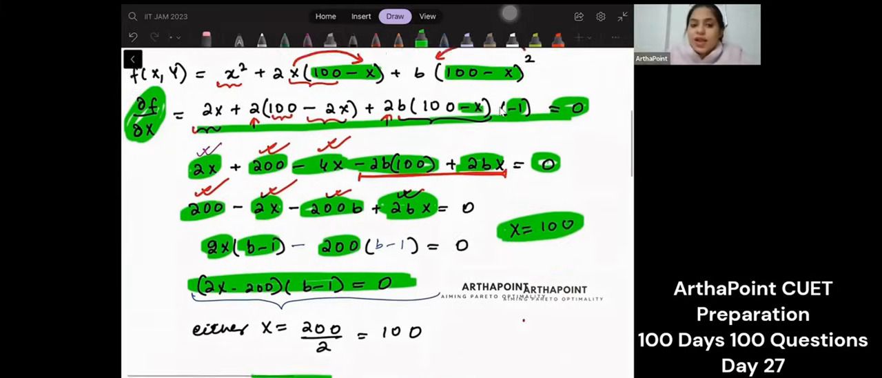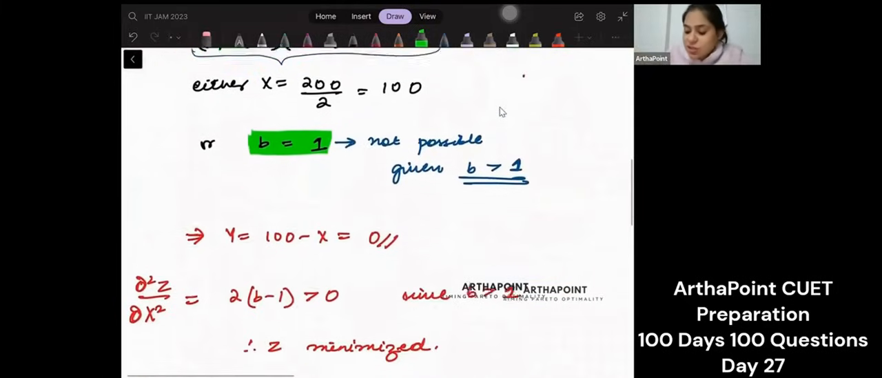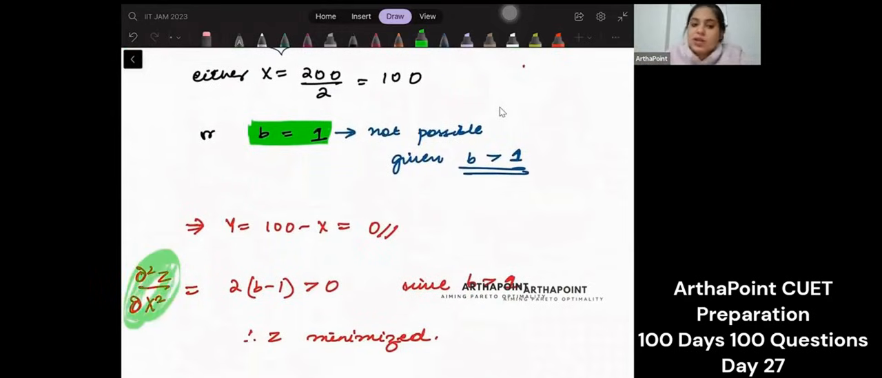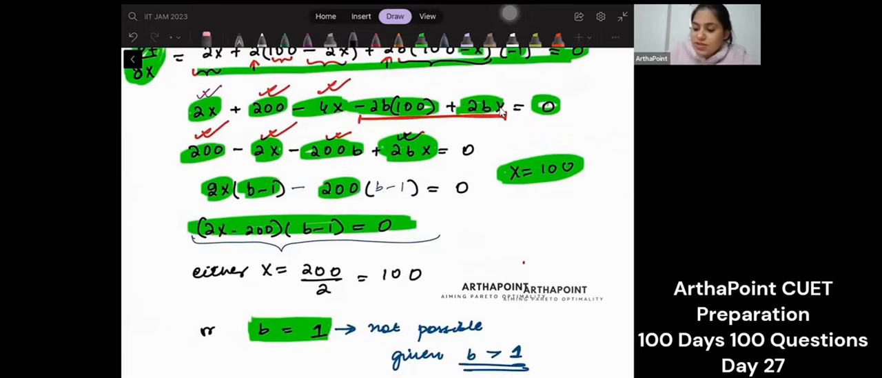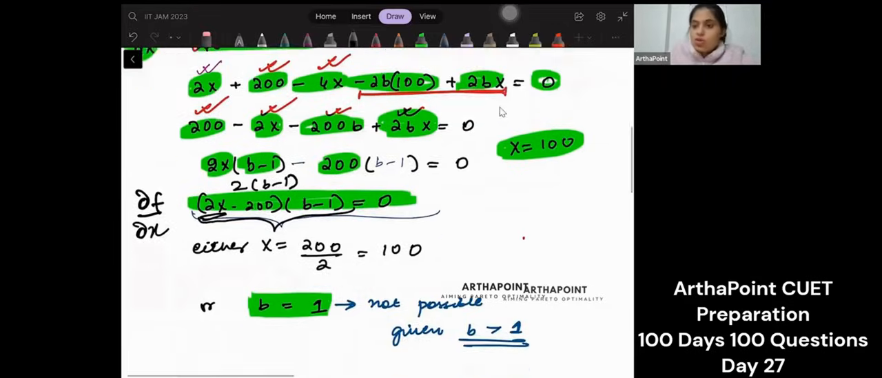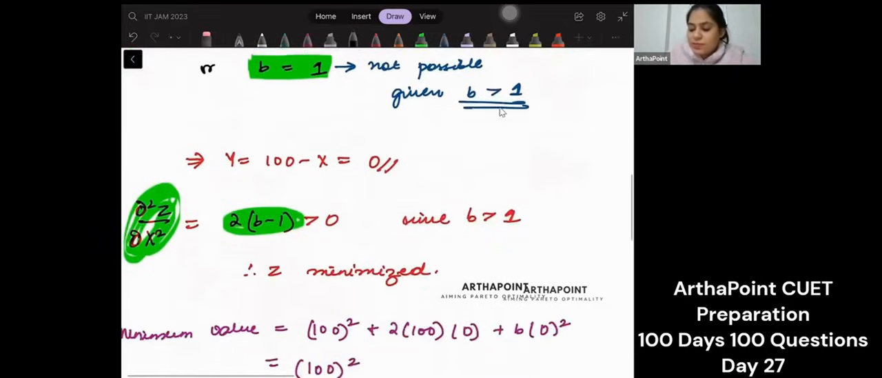So what can I do? I can just go ahead and differentiate the function again with respect to x. When I differentiate this function again with respect to x, I am getting 2b minus 1. Yahan se dekh lo, differentiate karke. This is your first order differentiation, del f by del x. If you differentiate this with respect to x, 2x ka differentiation will be 2 and b minus 1 is a constant. So you will get 2b minus 1.